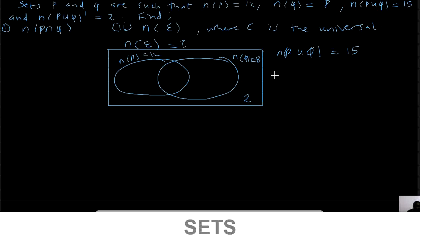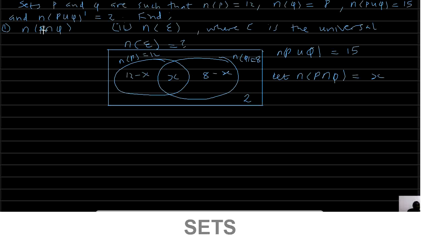Now we say let the number of elements in P intersection Q be equal to, let me use X. So this is X. We know that the whole of this is 12, because this is for P. But we have taken away X, that means we remain with 12 minus X in this region. The whole of this here is 8, but we have taken away X. That means we remain with 8 minus X.